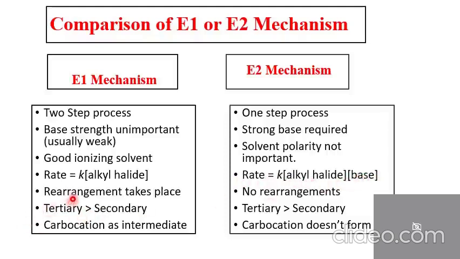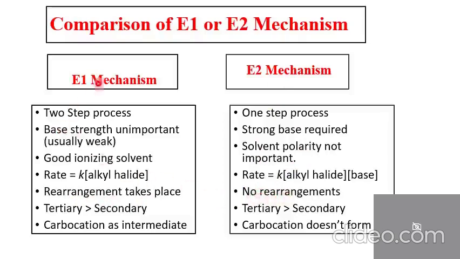Now, in this case, the rearrangement takes place in E1 mechanism because there is a carbocation formation. If a primary carbocation is there, and if there are chances of formation of the more stable secondary or tertiary carbocation by migration of some group, then the rearranged product will be obtained. While in E2 mechanism, there is no carbocation formation and therefore there is no rearrangement.